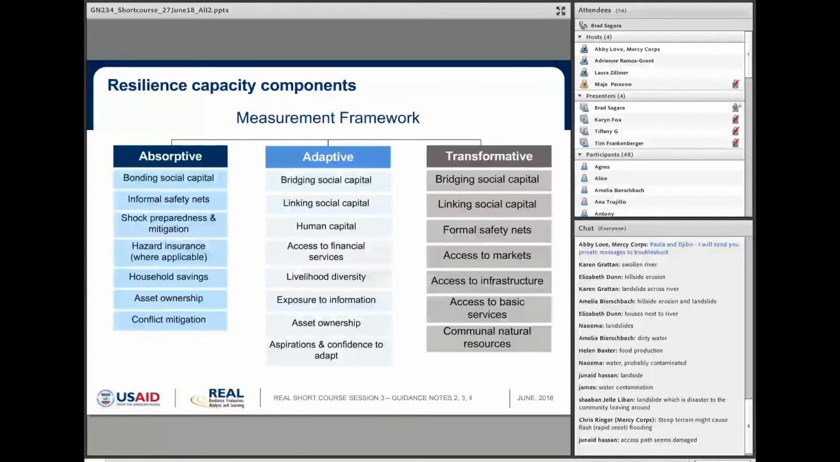What's really important here is that these are helpful organizational tools, but sometimes you can find yourself tying yourself in knots trying to figure out, well, is it absorptive or adaptive? And maybe it's absorptive at one time and adaptive at another time. I think these are helpful to understand capacities, but I wouldn't worry about getting too lost in the weeds of trying to categorize each individual capacity.